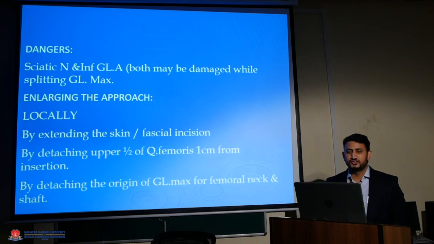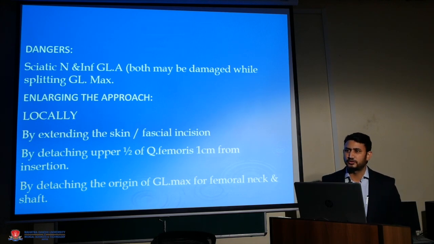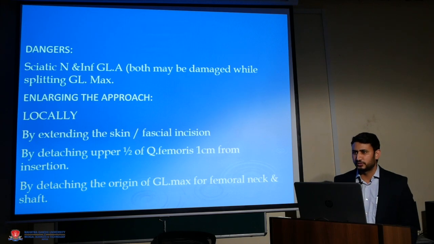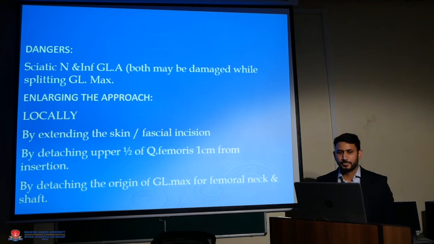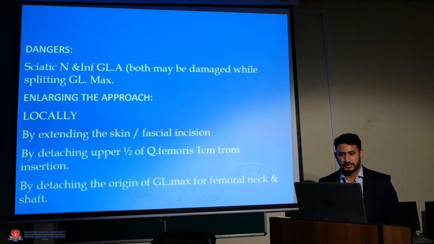Here the neural dangers are: you can damage the sciatic nerve, which lies just posterior to the obturator internus muscle, coming from the greater sciatic notch, and behind it traverses anterior to the piriformis muscle and posterior to the obturator internus muscle. The other structures you can damage are the inferior gluteal nerve and artery.